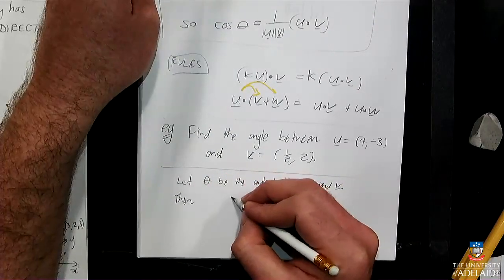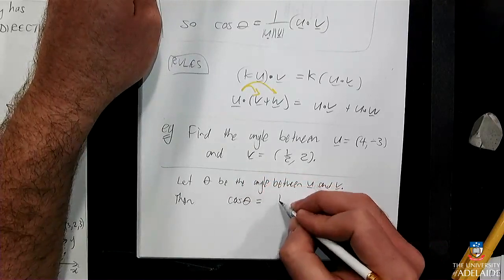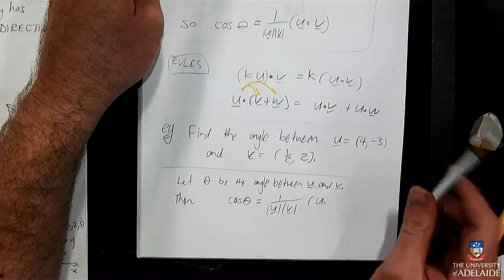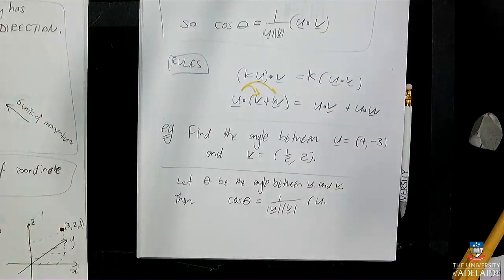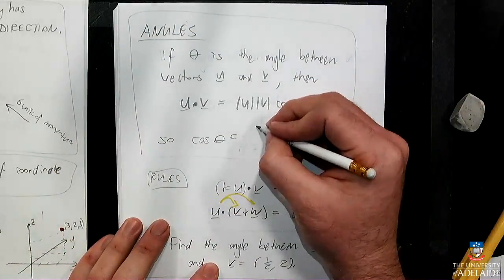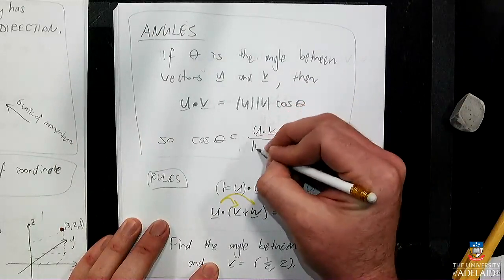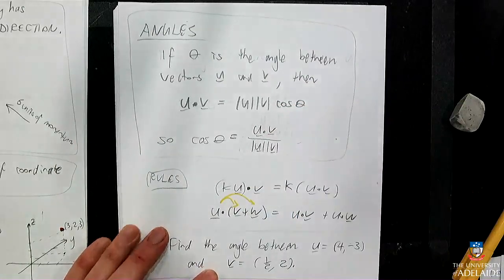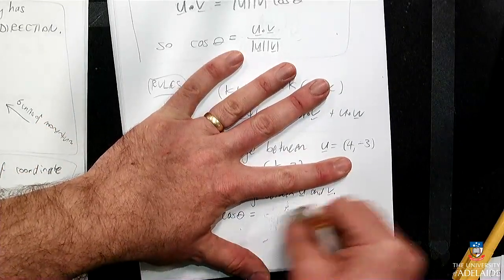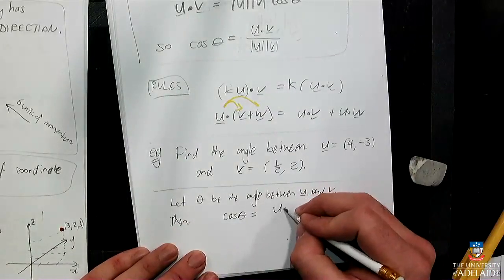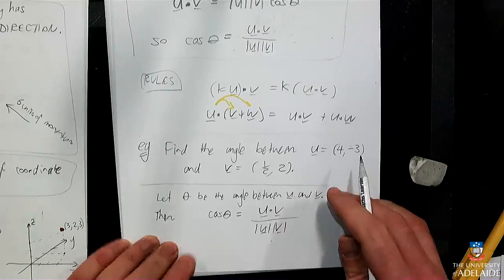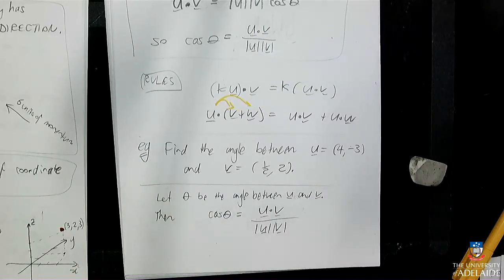Then cos theta is 1 over the length of u, the length of v, times u dot v. Actually, you know what? You can divide. U dot v isn't a vector, it's a number. So we totally can do this division. Sorry about that. There is such a thing as division for numbers. Okay, so I'm going to need to find what u dot v is, what the length of u is, and what the length of v is.